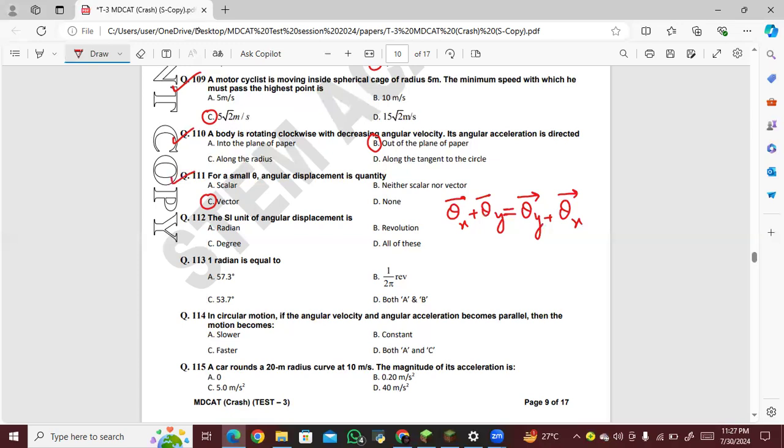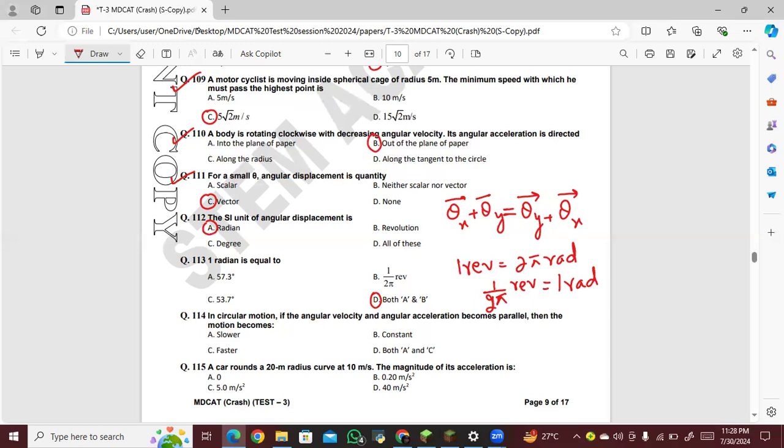The SI unit of angular displacement is radians. It is the SI unit; others are units but not SI units. 1 radian is equal to 57.3 degrees, or 1 by 2 pi revolution, because 1 revolution is equal to 2 pi radians, and 1 upon 2 pi revolution becomes 1 radian. So both options are correct, A and B.